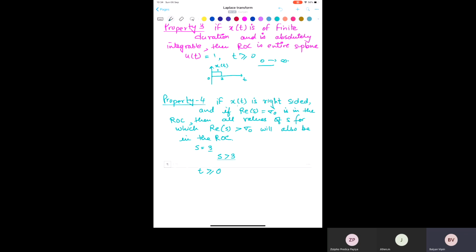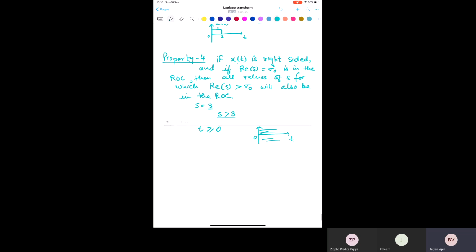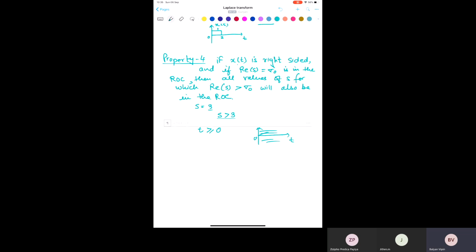Does everyone understand what a right-sided signal is? The signal must exist for the values which are greater than 0, this side, in the time domain, not in the frequency domain I'm talking about, because we are converting the signal into the frequency domain.